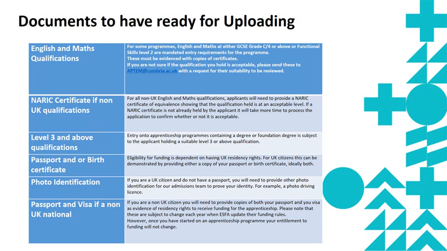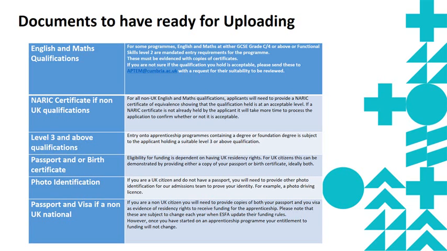In addition to English and Maths, we also need to see evidence of achievement at level 3 or above. So these would be things such as BTEC or A-level qualifications that you can upload, or again any foreign equivalents that are non-UK certificates, and we can assess these for you. There are 4 specific entry routes onto the Paramedic degree apprenticeship, and I'll cover those later in the presentation.